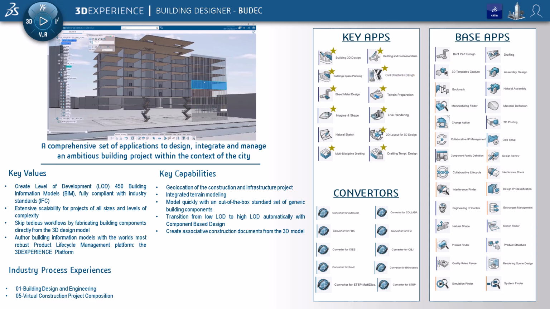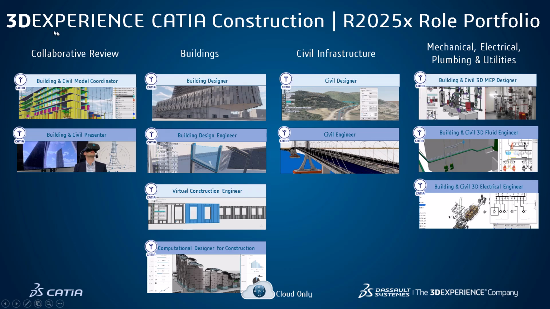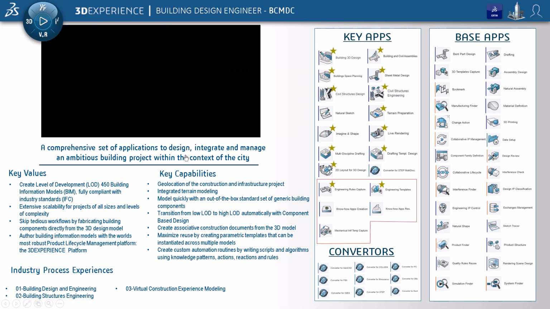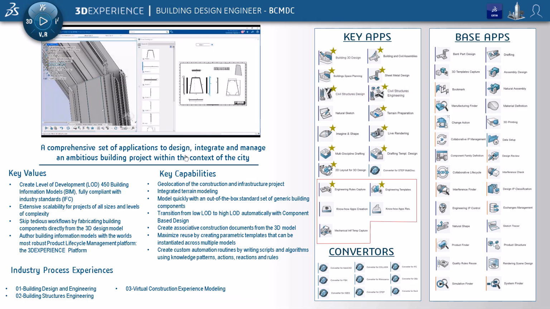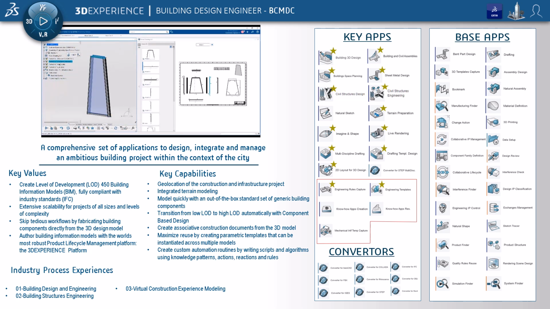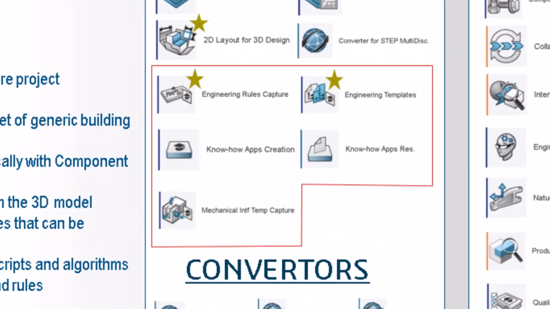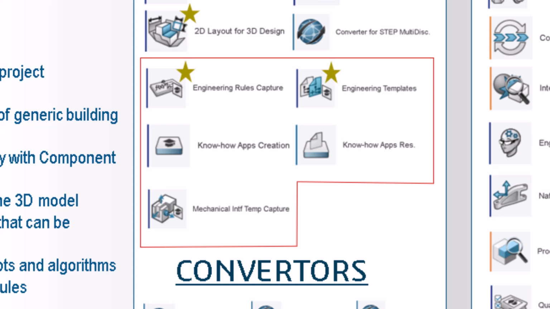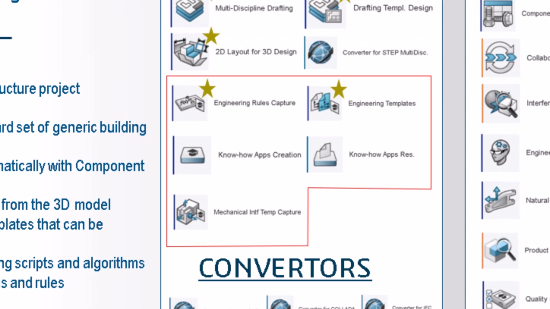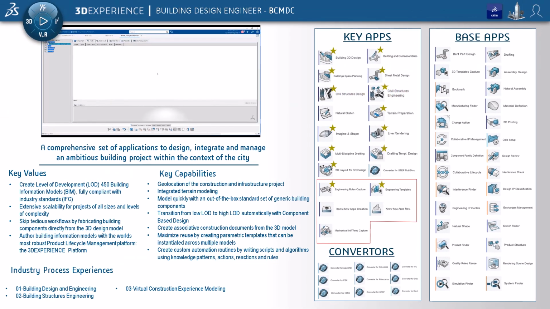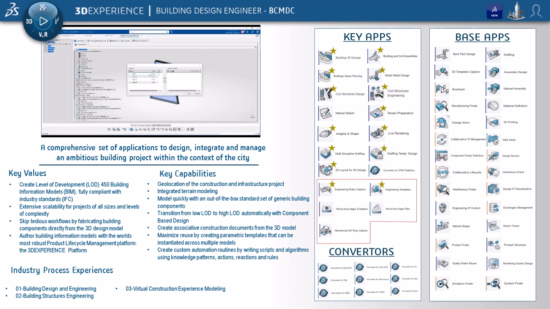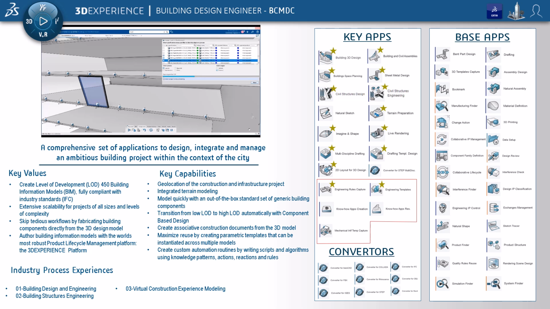So what we have on the screen is the ID card for the building designer role. And if we go back and we look at the building design engineer, for example, well, this role is very similar with a few key differences. The key differences lie in the applications dedicated towards knowledgeware. What we call knowledgeware is advanced scripting capabilities. So with the engineering rules capture application, you can create rules, reactions, actions, and knowledge patterns to do advanced scripting within your 3D shape, within a 3D model. And you can create engineering templates, which allows a productization approach to construction.